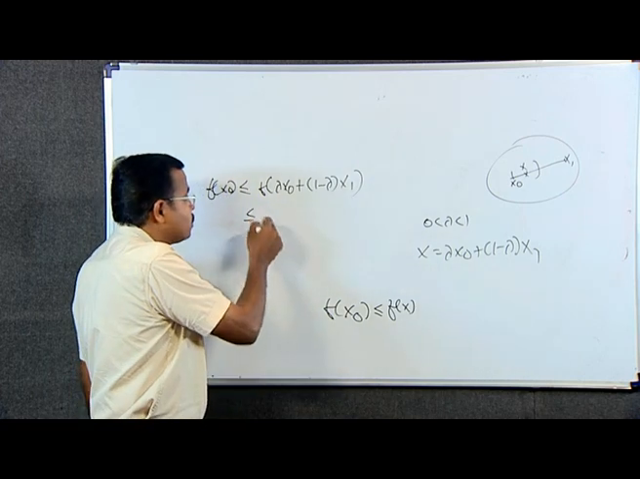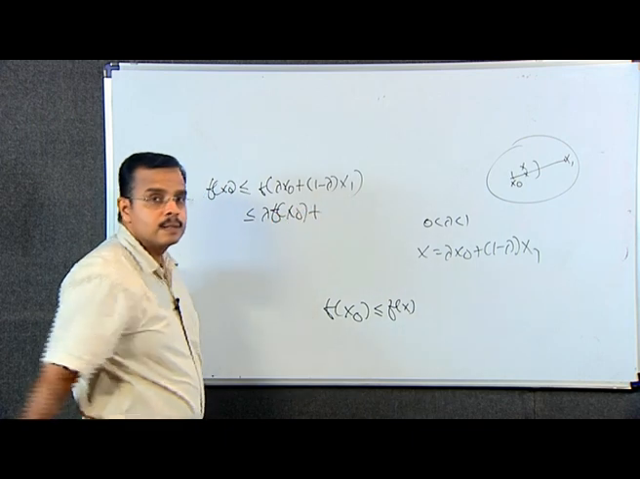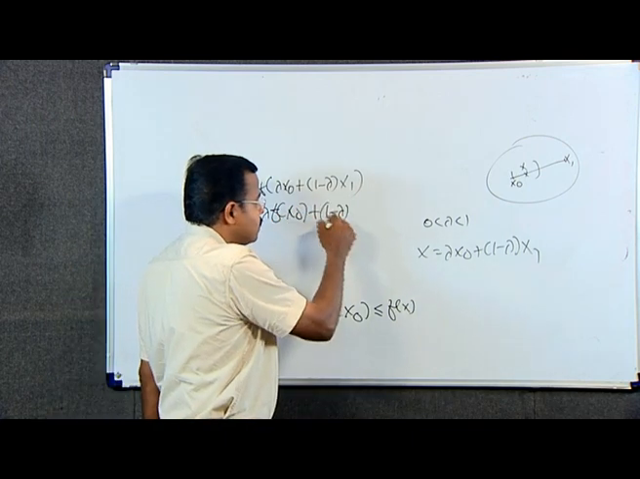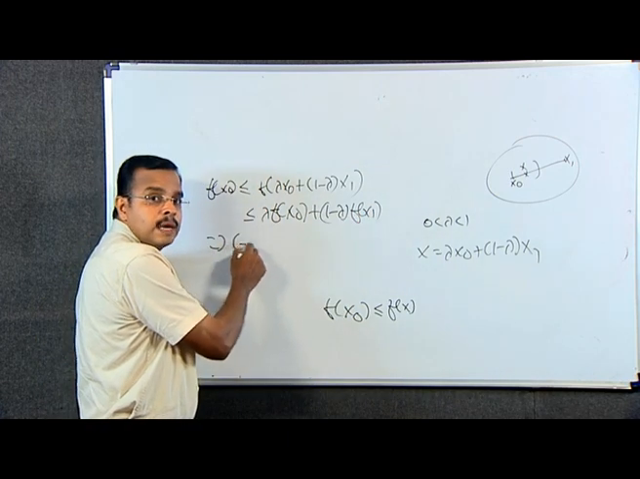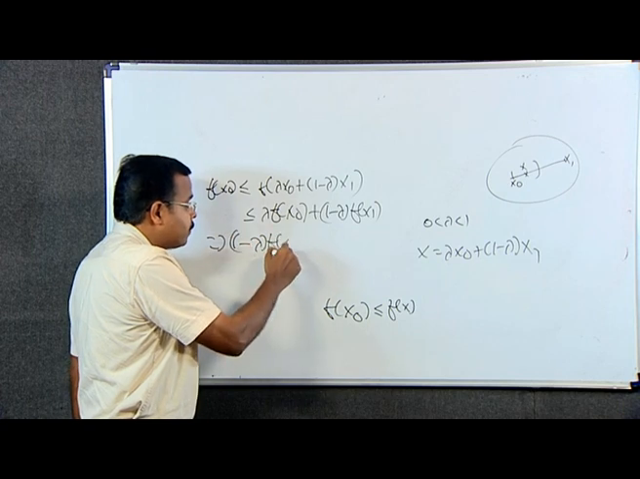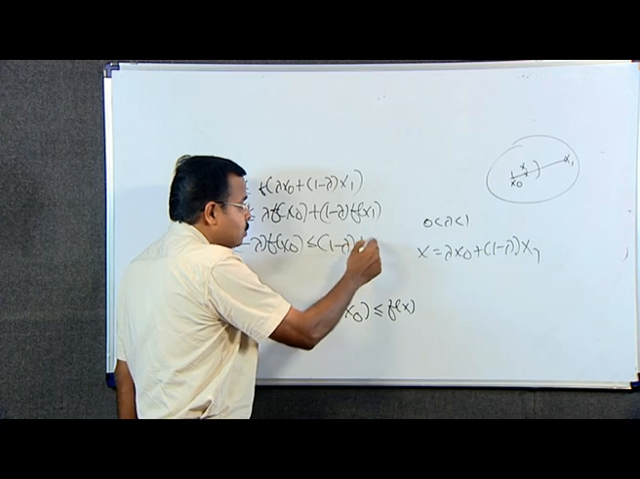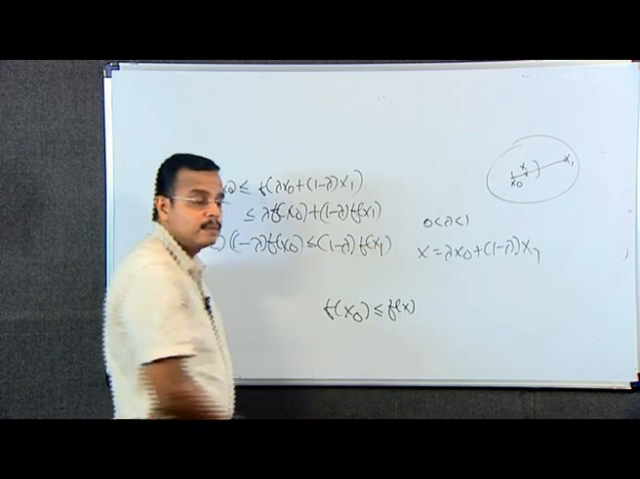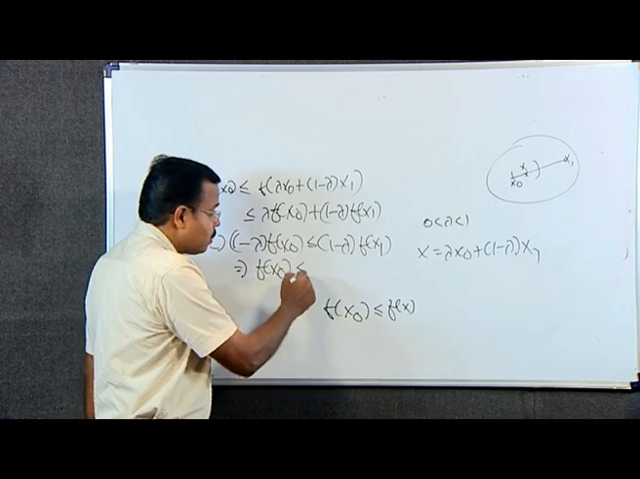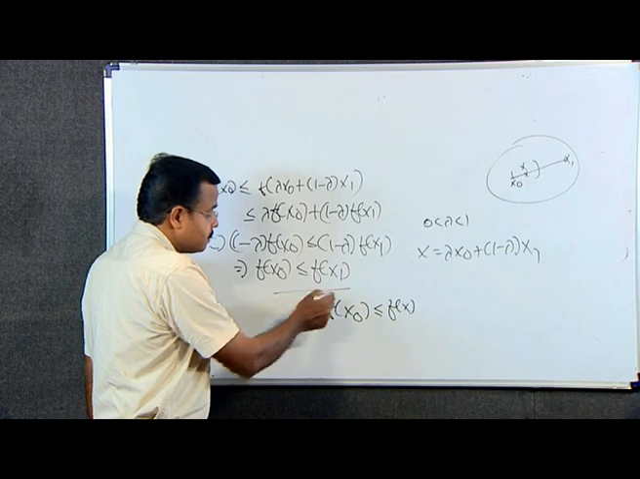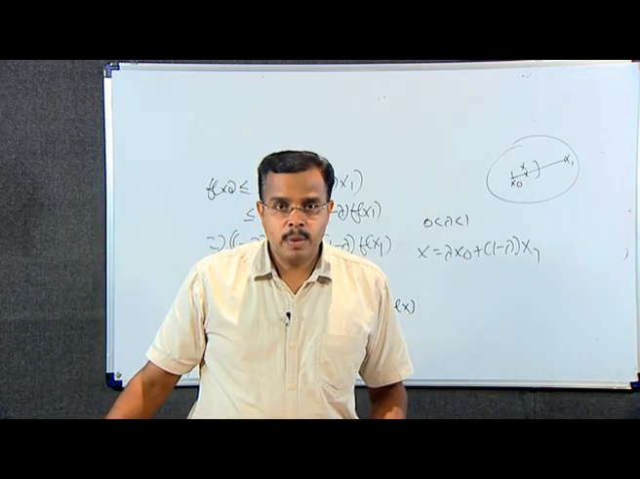That is less than or equal to lambda into f of x0 plus (1 minus lambda) into f of x1. This implies (1 minus lambda) into f of x0 is less than or equal to (1 minus lambda) into f of x1. This implies f of x0 is less than or equal to f of x1. That means f of x0 is a global minimum.